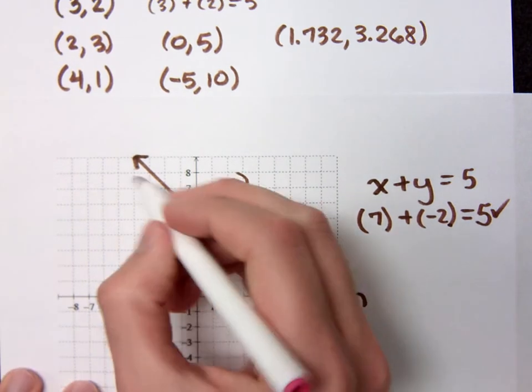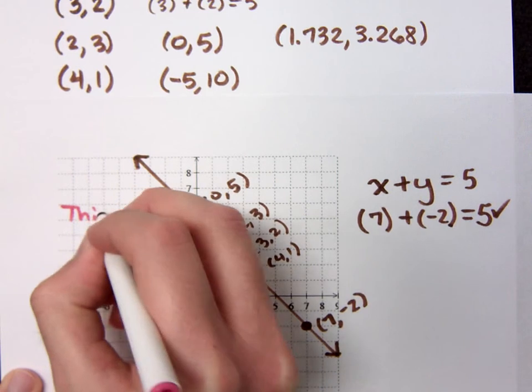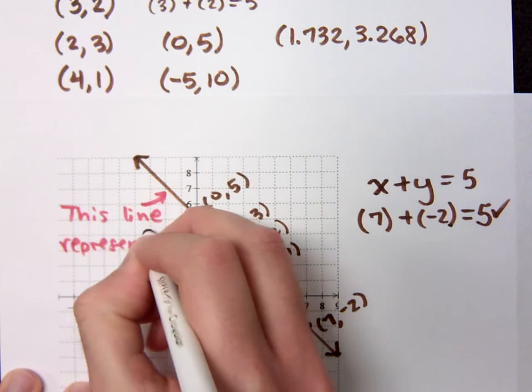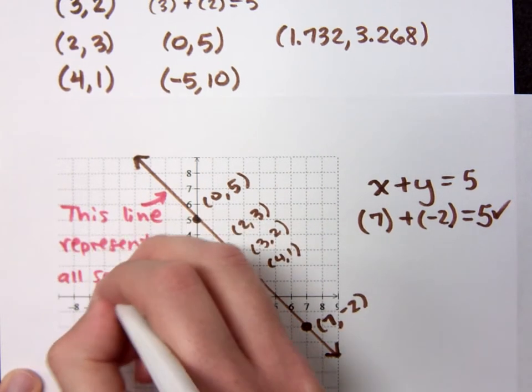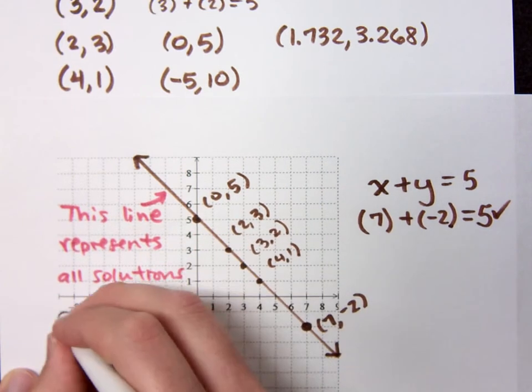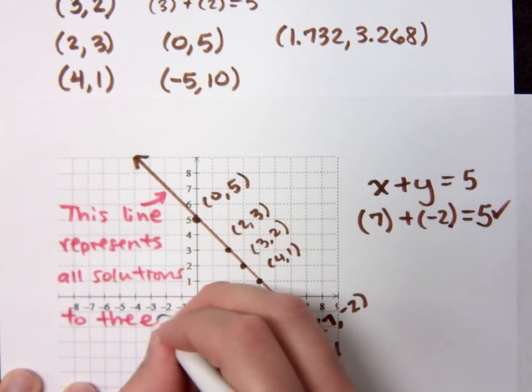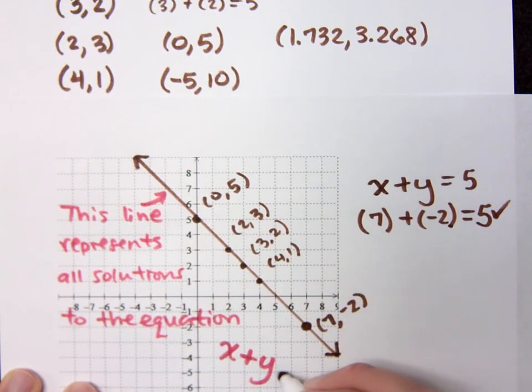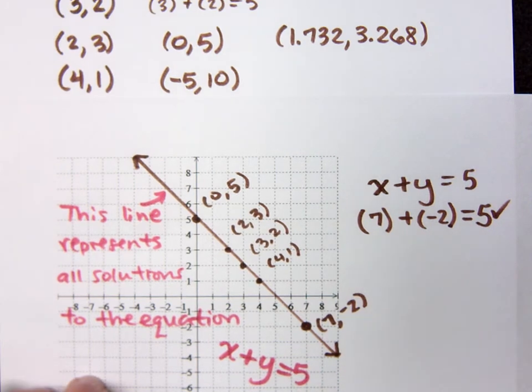So what we have here is a line, and we need to understand what the line represents. What does it mean? This line represents all solutions to the equation, and the equation in question here is x plus y equals 5. This means that any point that we can identify on this line is a solution to the equation, which means that if I plug those coordinates in, it would work. Do you all agree? So the line is how we represent our solutions.